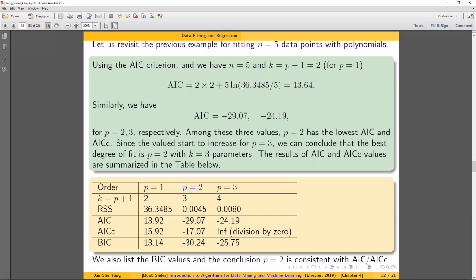We calculate RSS, we calculate AIC, and also the corrected AIC, which has the extra term that we had just now. And then we have BIC. You can see which one is minimizing AIC and BIC. You would see that p equal to 2 is consistent with AIC or corrected AIC, and also consistent with BIC, which is the minimum. Now we see that we pick the right model based on AIC and BIC.